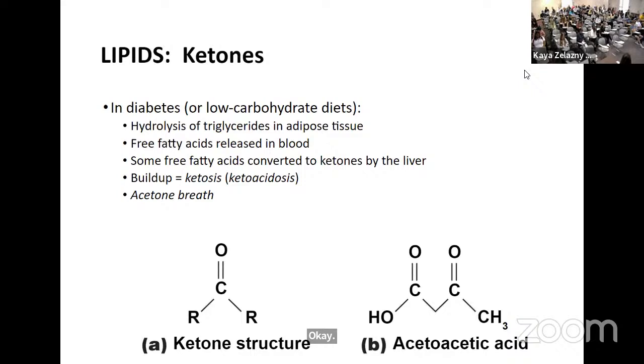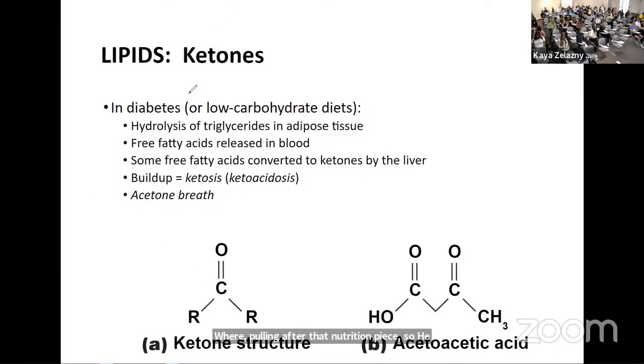We do have some more types of lipids. We have actually kind of a long list nested there in our lipids. So the next one we might think about, pulling after that nutrition piece, is ketones. Ketones are also kind of a lipid structure, but really they're what we see as we start to digest our fatty acids. When we start to break down those triglycerides, some of what we're going to get is this structure called a ketone.